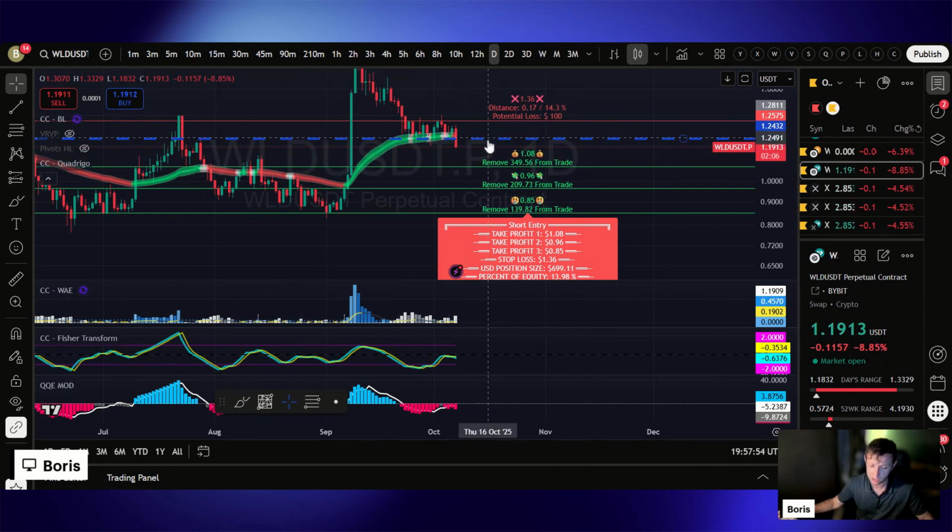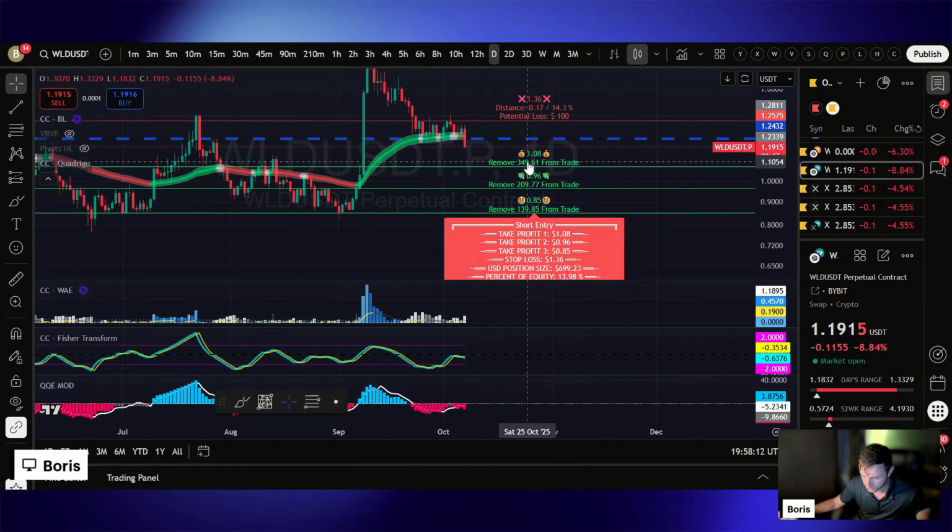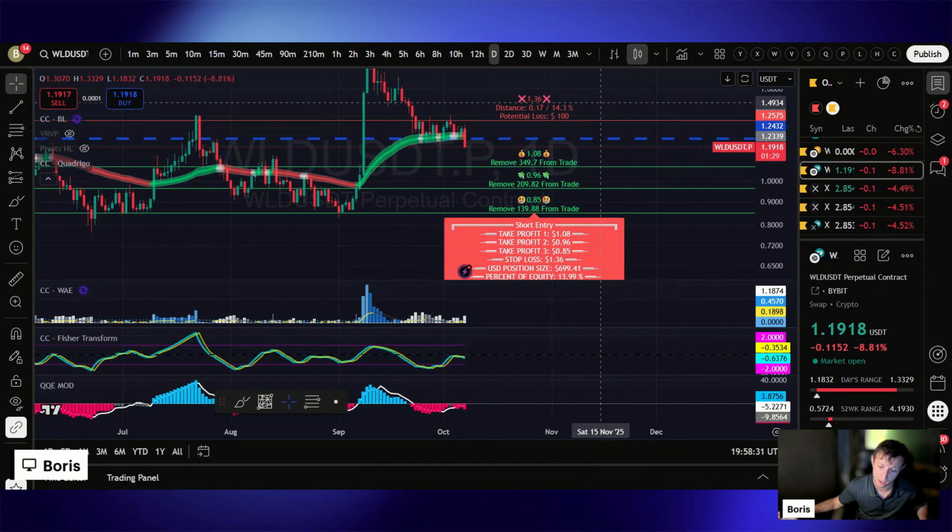The early exit criteria would be if WorldCoin were to close back above the 55 EMA, which is currently coming in at $1.26. If it closes back above that, then I would exit this trade. But as of now, this does look pretty bearish. Again, the take profit targets are going to be ATR 1, ATR 2, and ATR 3, which comes out to $1.08 as TP1, $1.96 as TP2, and $1.85 as TP3. The stop loss is going to be $1.36.